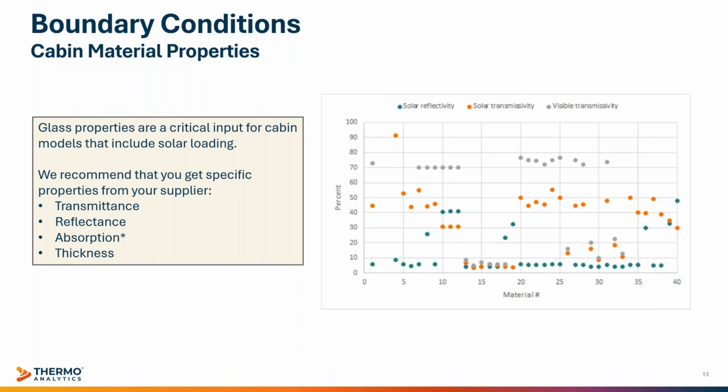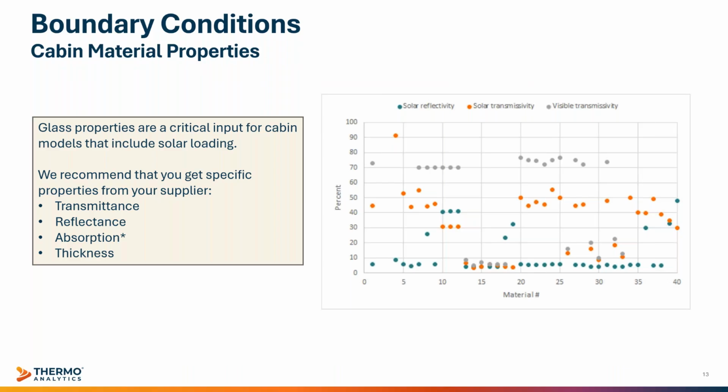Another important aspect of cabin modeling is the glass properties. Though there are some default automotive glass properties available in TAITherm, it is recommended that you supply your own custom glass material properties. The properties for automotive glass can vary greatly based on the supplier and the vehicle. And if there's any solar included in the model, those glass properties are going to have a big effect on the cabin internal surface temperatures and the human comfort.